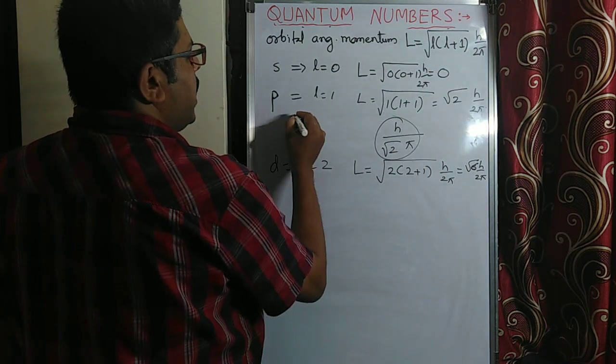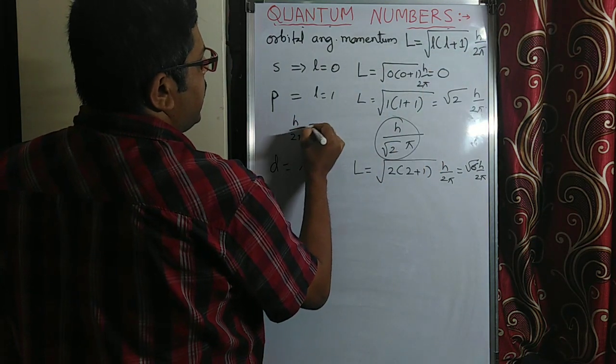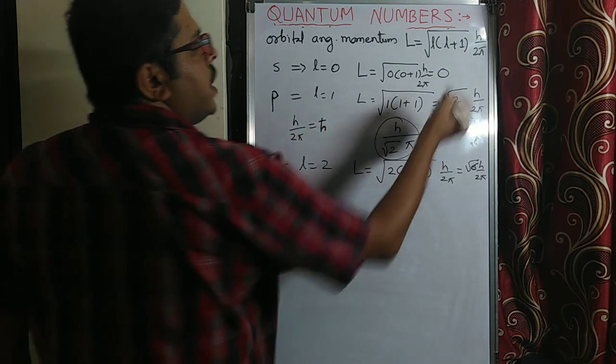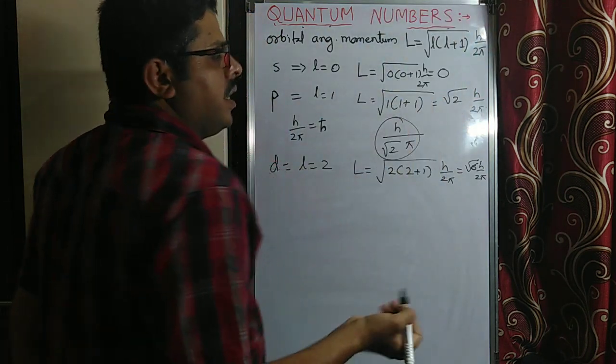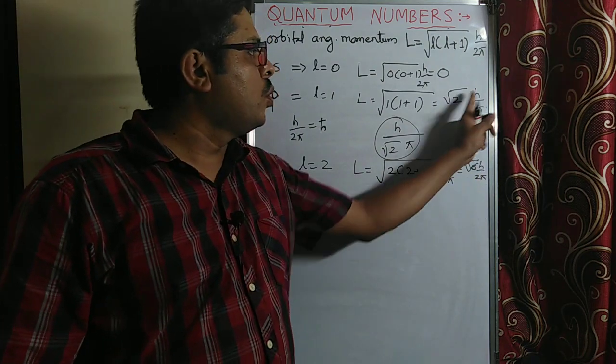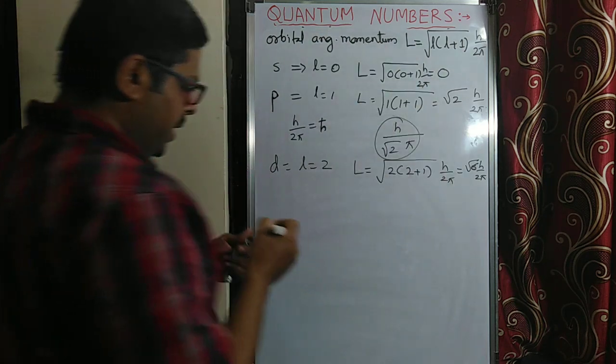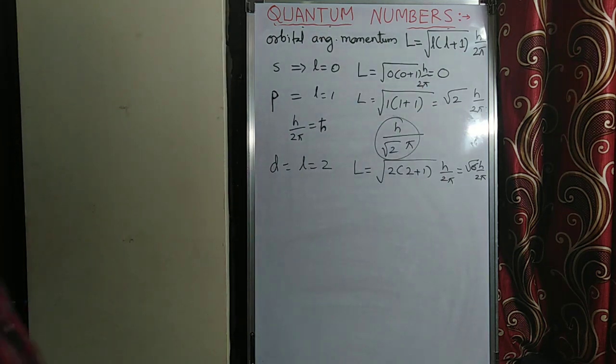In some books it is given like this also: h by 2 pi can be given as h bar. So instead of h by 2 pi, they can give h bar. Root 6 h bar, or root 2 h bar, like that it may also be given depending on the option. So this is about orbital angular momentum.